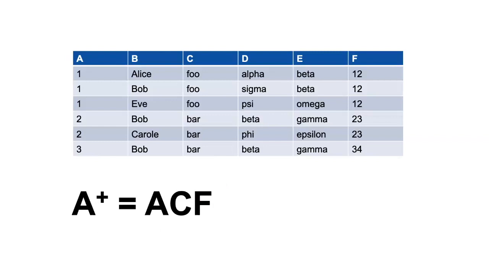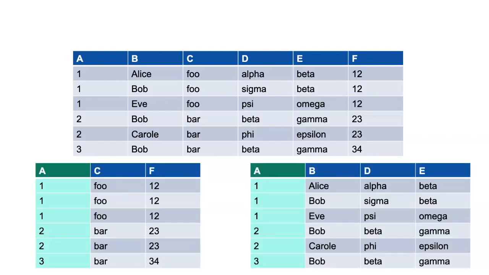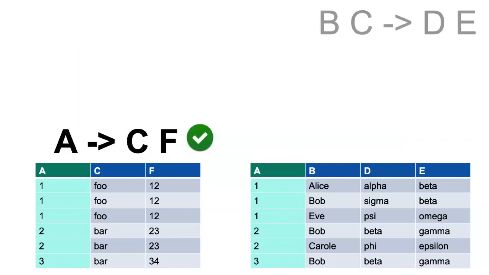So if we did it with ACF, we would get ACF and then A plus the rest, BDE. But now, look what happened in that case. ACF I would preserve. BCDE, we lose it. BCDE is lost now because B is on one side and C is on the other side. So this is an example of decomposition where you don't lose any data. If you join that back, you get the original table. So there is no loss of data.